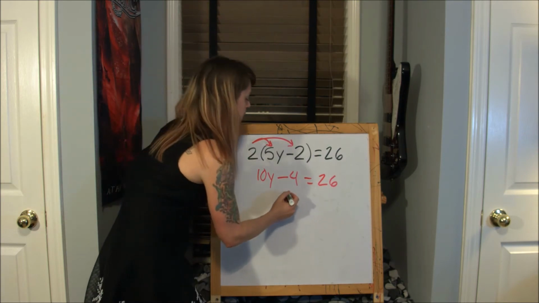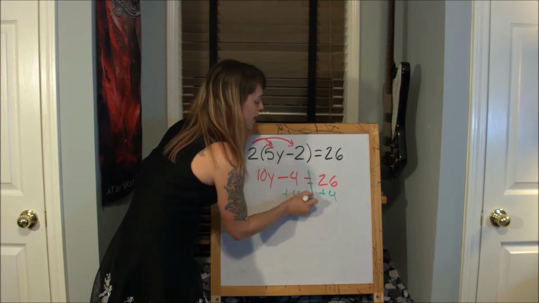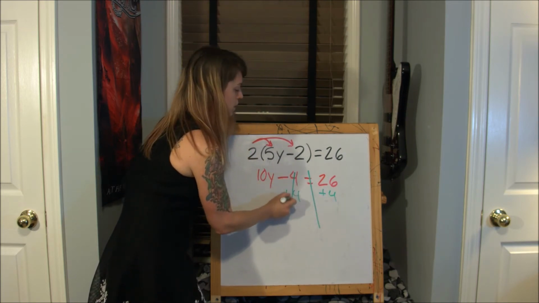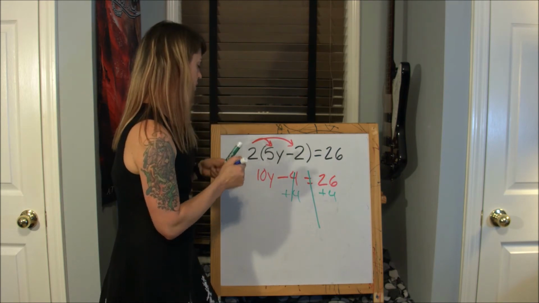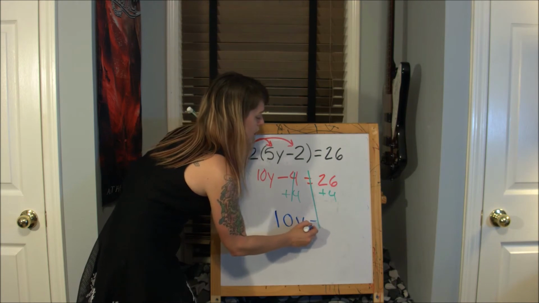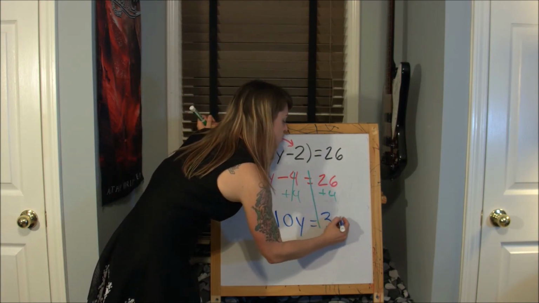Okay, so I'm going to add 4 to both sides because the opposite of a minus is a plus. Remember, anything you do on one side of the equation, you do over here. Negative 4 plus 4 is 0, so that cancels out. This 10y will come right down here. So I have 10y is equal to 26 plus 4, which is 30.